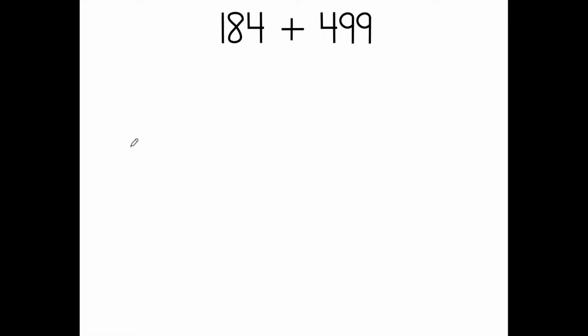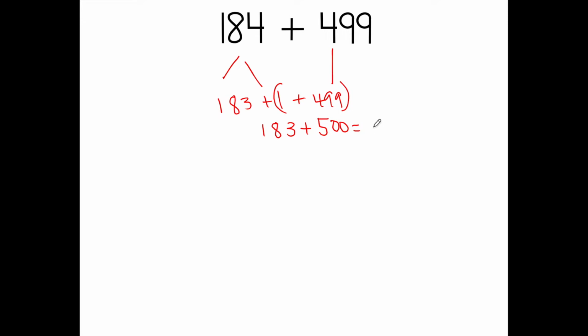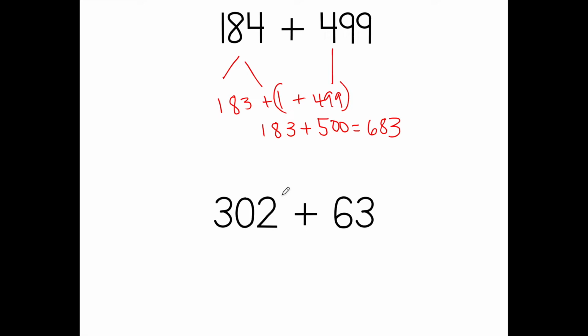Okay, what we have here is 184 plus 499. Now that 499 is just one away from the friendly number of 500. So what I'm going to do is decompose my 184 into 183 and 1. Now I can add 499 to that 1, make that friendly 500, and the problem I have to work now is 183 plus 500, which is 683. And I did that by making a friendly number. Let's look at another one.